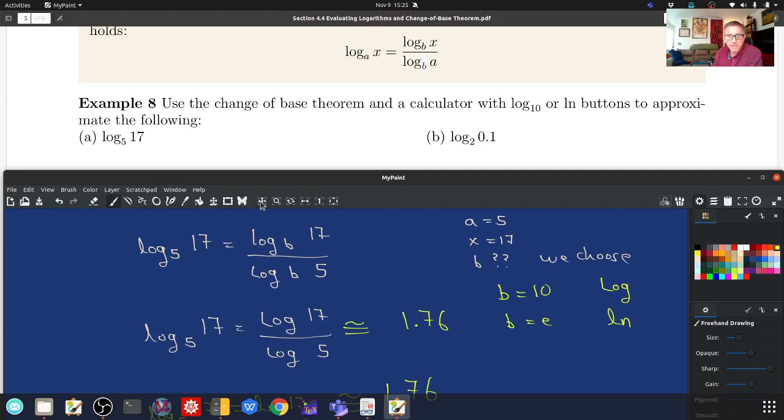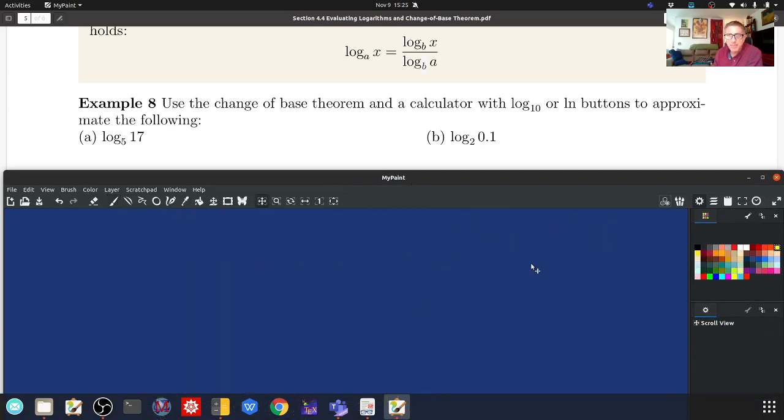So now let's find out what is log to the base 2 of 0.1. Well, let's use ln, the natural log. ln of 0.1 divided by the ln of 2.